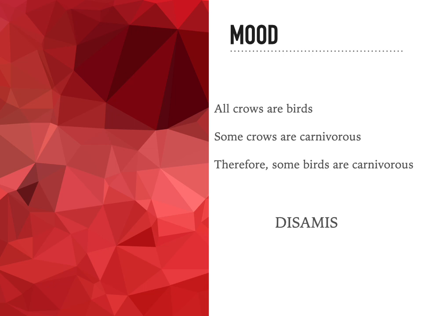But now we've got to do a simple conversion. So instead, now we have some carnivorous things are crows. So all crows are birds. Some carnivorous things are crows, therefore some birds are carnivorous. Now we have Darii.